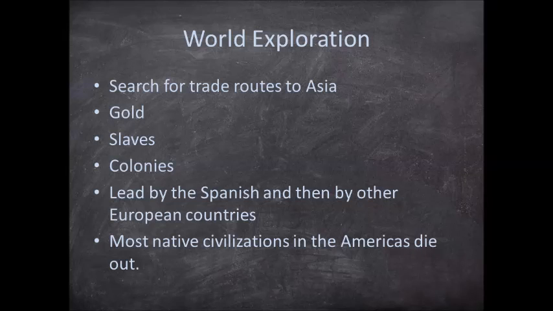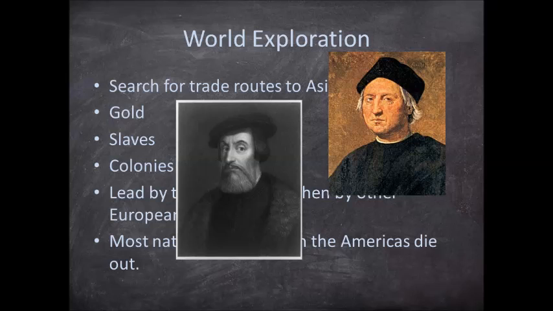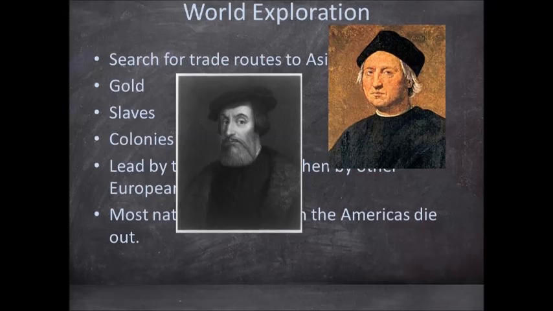It's led by the Spanish first, but then other countries follow. And the ultimate result is most native civilizations in the Americas die out. It all starts with Christopher Columbus sailing to the New World, even though he didn't know where he actually was. And then we have Cortez here, who is responsible for conquering Mexico and wiping out a civilization there.